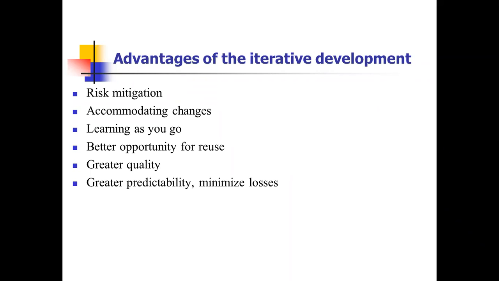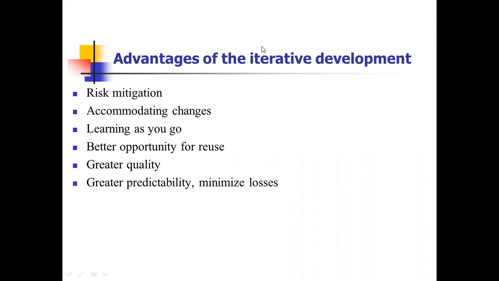Then accommodating changes means this approach allows accommodating changes like functional changes, tactical changes, or technology changes in the implementation strategy. Then the third one is learning as you go. That means it allows the system development organization to grow, to learn, and to improve through the continuous process of improvements and feedback loops. Feedback loops, we have seen in the cycle.